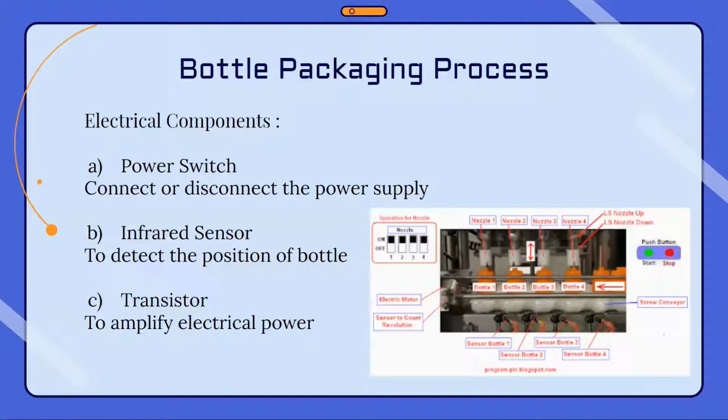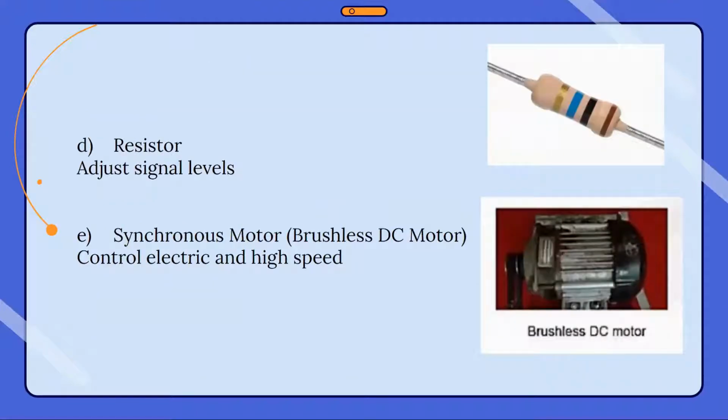The bottle packaging process has some electrical components, which is the power switch to connect or disconnect the power supply. We also have an infrared sensor to detect the position of the bottle. We also have a transistor to amplify electrical power. A resistor to adjust signal levels, and we also have a synchronous motor, brushless DC motor to control electric and high speed.